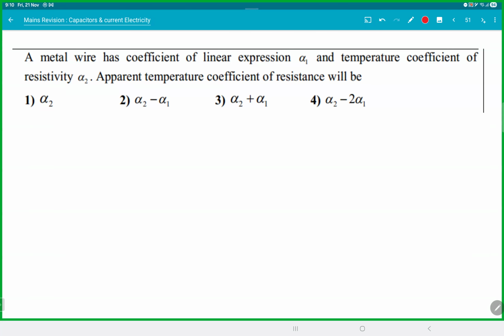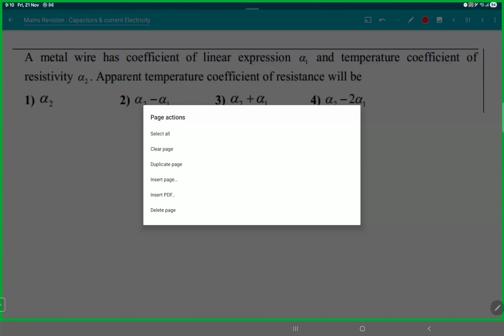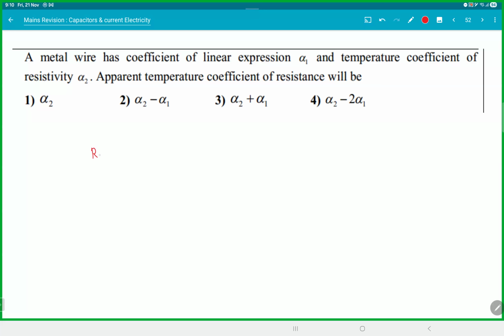This is a little different. Let's see. So what is the resistance formula? Resistance will be rho L by area. Remember, it's a volume thing, isn't it? So rho will be rho into 1 plus alpha 2 delta T. Length will be L into 1 plus alpha 1 delta T. Area, whatever that is, will be A into 1 plus 2 alpha 1 delta T.